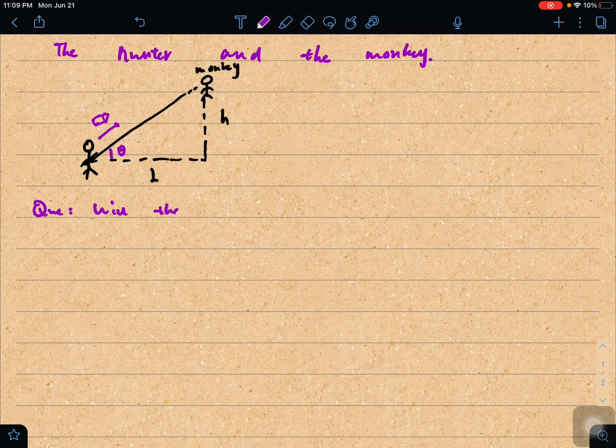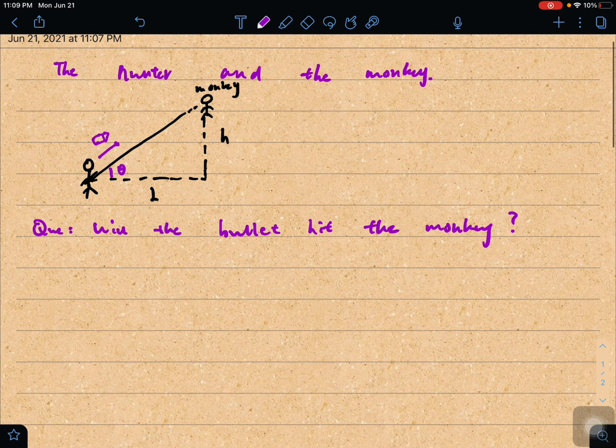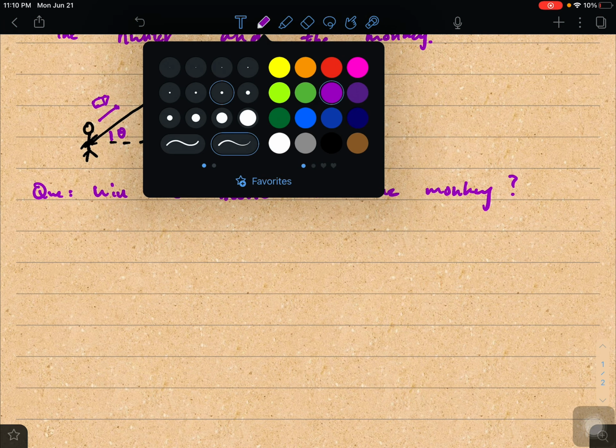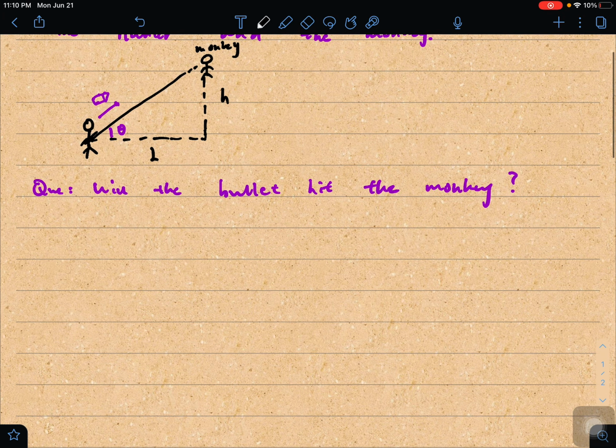And the question is, will the bullet hit the monkey? So what's the necessary condition for this bullet to hit the monkey? That's the question we are interested in. And the assumption we make here is that the x direction and the y direction, so the motion of the bullet or the motion of the monkey, are independent of each other.